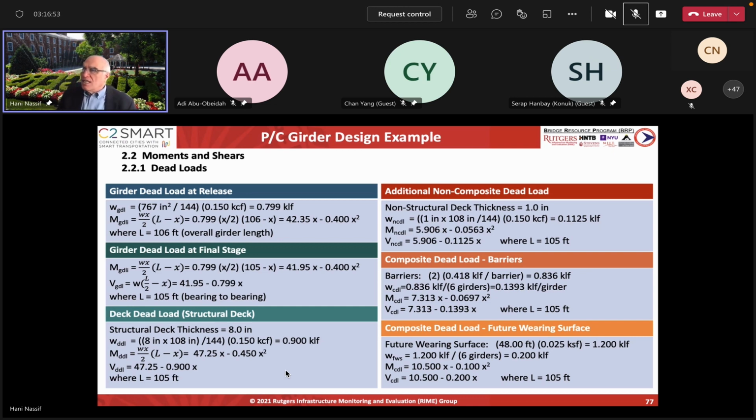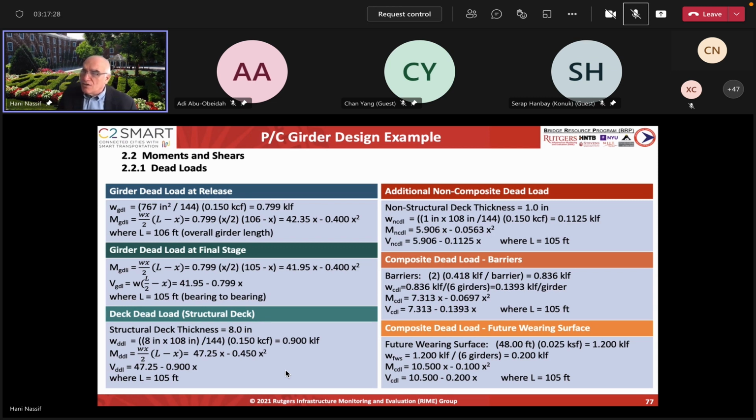So when you're doing the girder dead load at release, the reason we do it there is because the girder is acting alone. It's not composite yet, right? So when the girder is by itself, there's no slab on top, it will behave differently than when it is composite with the deck. The stresses are going to be different because the inertia is different, and the loads that you're applying are different. So those are for the girder at release.